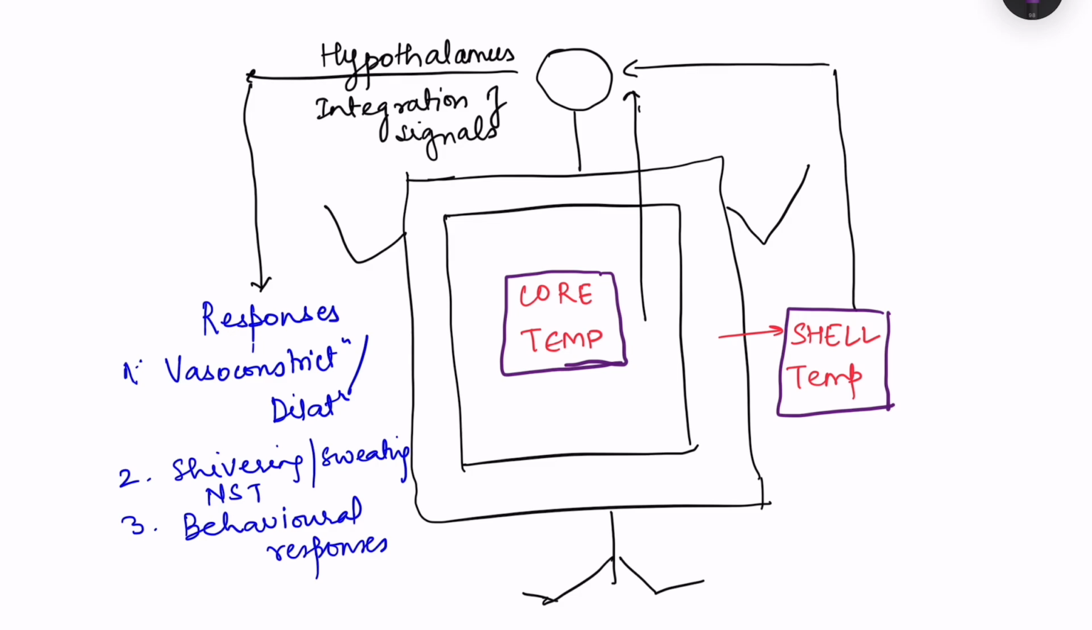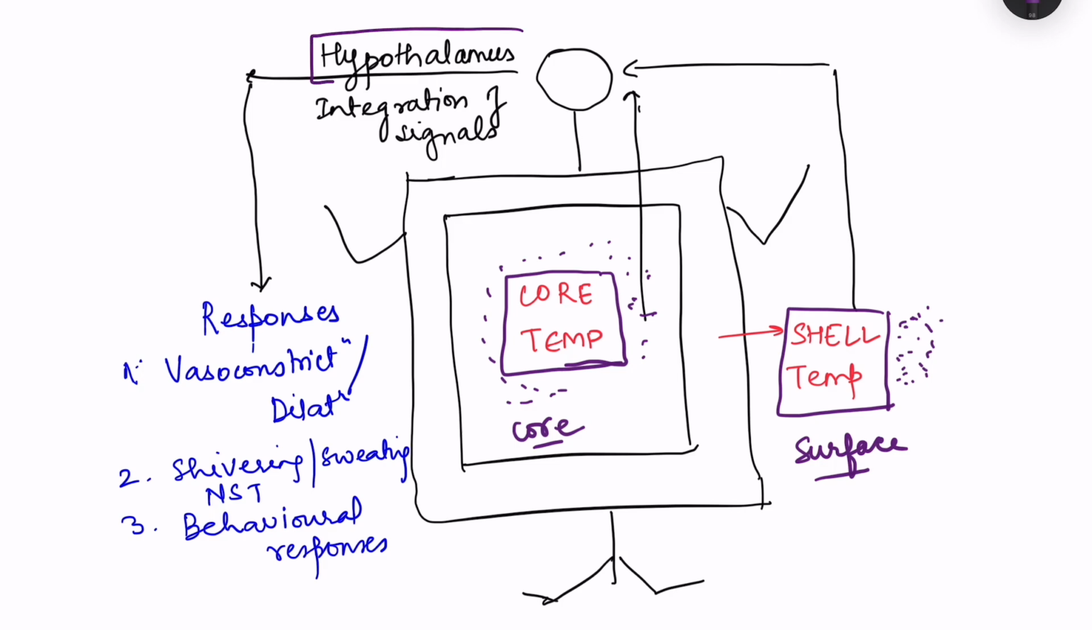There are thermoreceptors on the skin, and there are thermoreceptors near the visceral organs. So we have two different types of thermoreceptors, the surface thermoreceptors and the core thermoreceptors, which are present inside. The temperature information from both of these thermoreceptors reaches the hypothalamus.